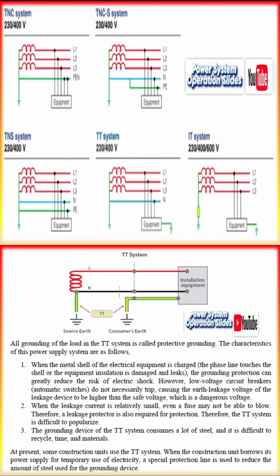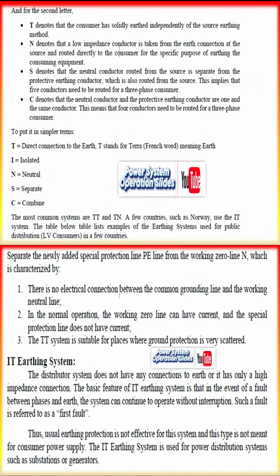TT system. What it means: in a TT Terra system, the neutral of the supply transformer is directly connected to earth at the source, and critically the exposed conductive parts like metallic casings and equipment enclosures at the consumer's installation have their own independent, local earth electrodes.